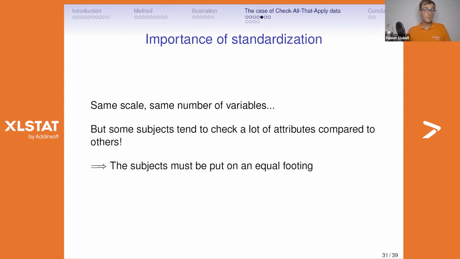Again, I want to insist on the importance of standardization, since we have the same scale, same number of variables for each block, but some subjects tend to check a lot of attributes compared to others. So the subjects must be put on an equal footing, and the standardization achieves that.